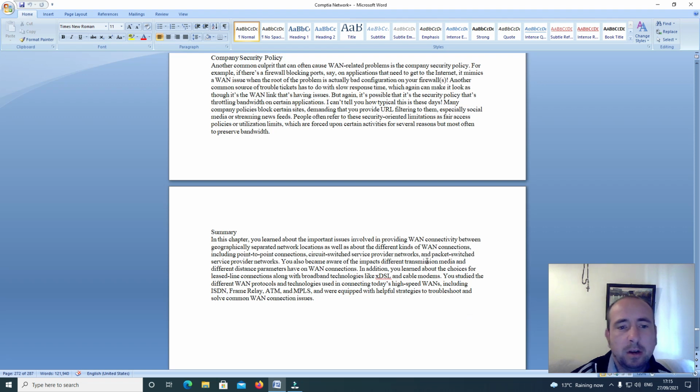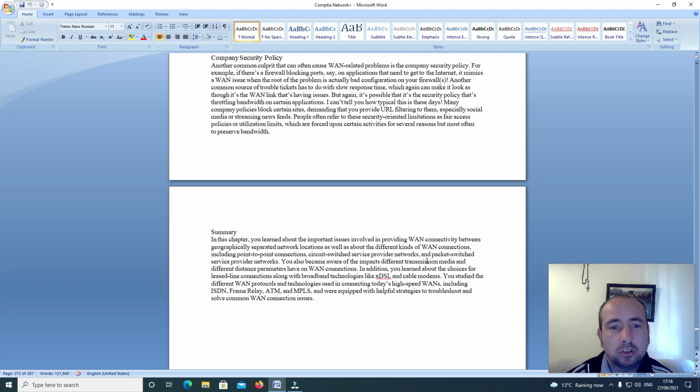Security policy. Another common culprit that can often cause WAN related problems is the company security policy. For example, if there's a firewall blocking ports that an application needs to get to the internet, it mimics a WAN issue, when the root of the problem is actually bad configuration on your firewalls.